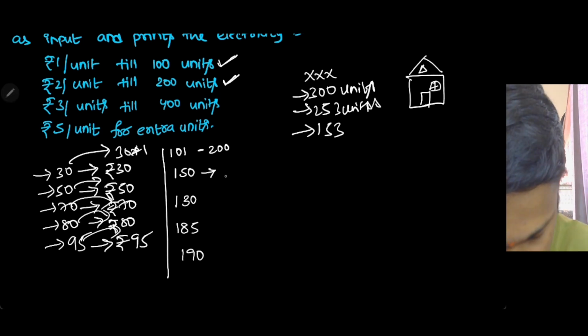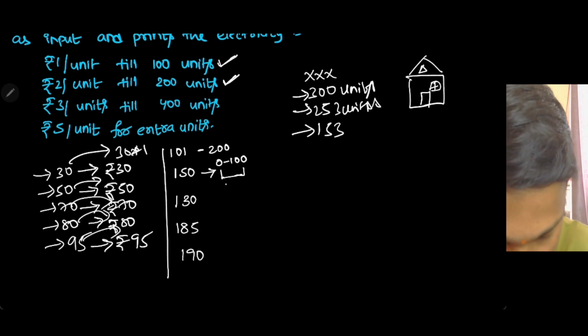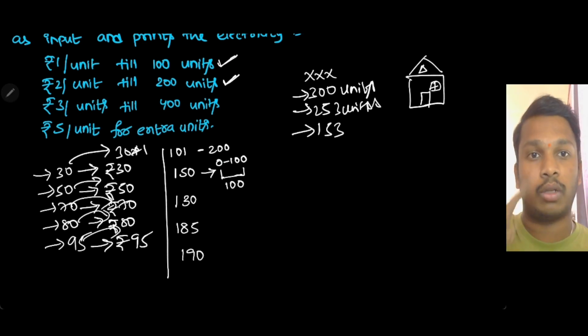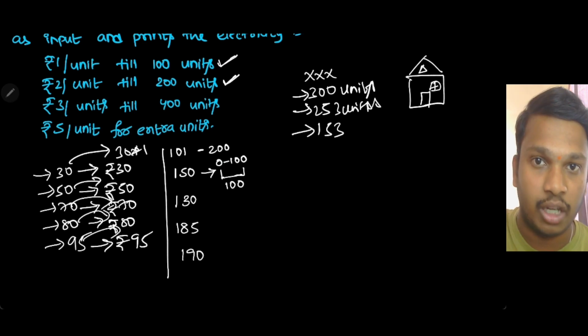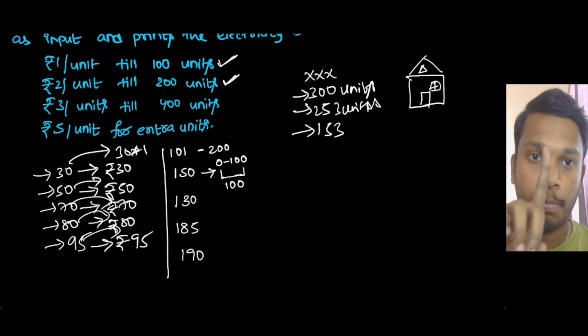In the first 100 units, 0 to 100 units, what amount will he pay? 100 rupees. Why? Because 1 unit is 1 rupee. The first condition says, till 100, 1 rupee per unit.